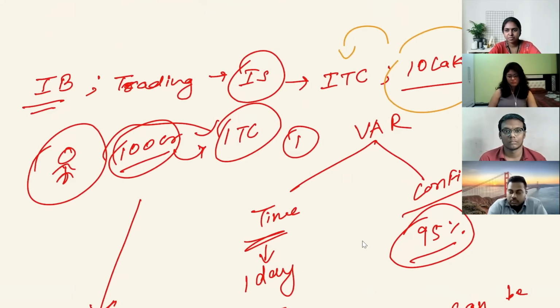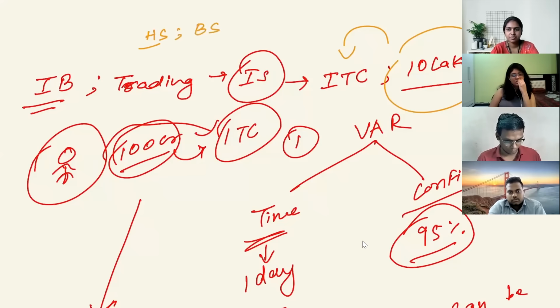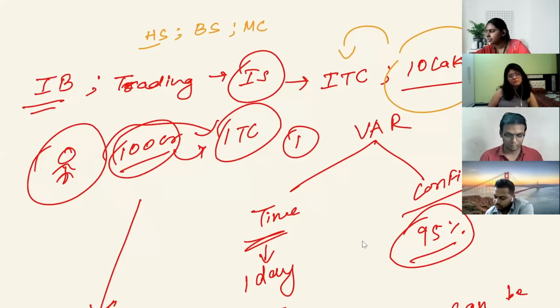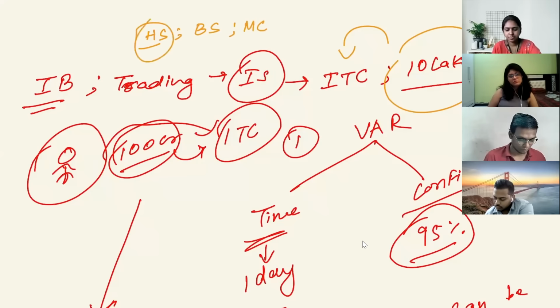Now, there are multiple ways to derive this. There are 3 methods to derive this. One is historical simulation. Second is bootstrap simulation. And third is Monte Carlo simulation. There are 3 ways to derive this: historical simulation, bootstrap simulation, and Monte Carlo.